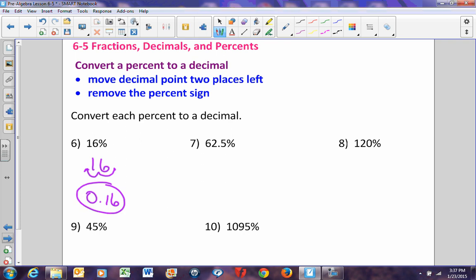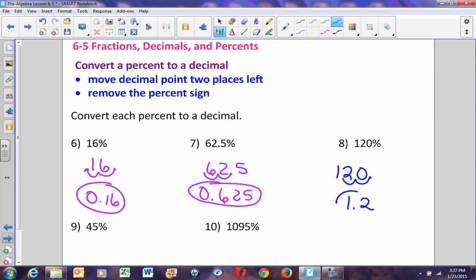62.5%. We'll remove the percent sign. 62.5, move the decimal point 2 places to the left, 0.625. It's a very quick and easy step. 120%. I think I'll use a different color this time. 120%, I will remove my percent sign. It's 120. My decimal point would be here. Move 2 places to the left. It's 1.2. Simply done.